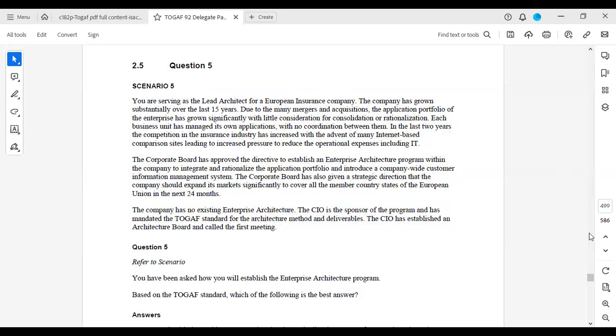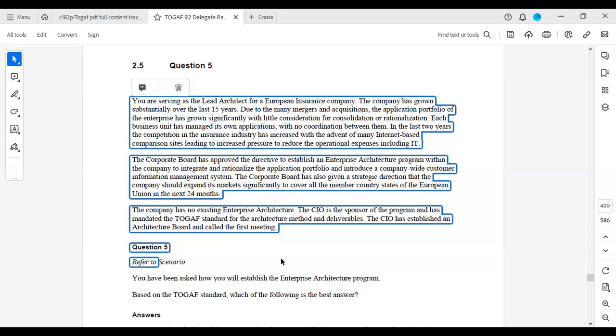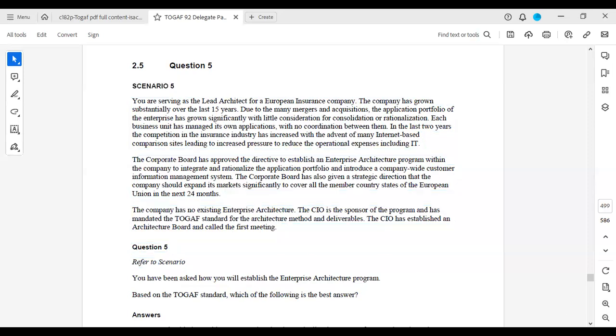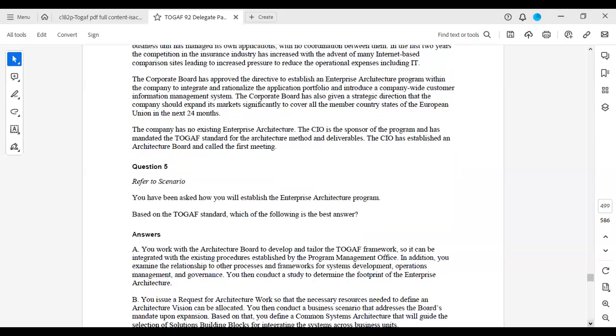Can you hold on? Let me finish that. Now, you have to go to a scenario. What you need to do, I'm going to tell you that, then you can read it fully. Once you look at the scenario, the first thing you have to do is read the question below it. Do you see the question here? You see the question below?